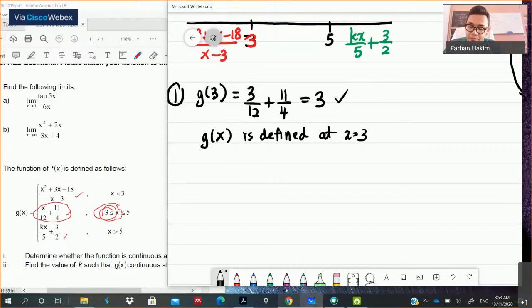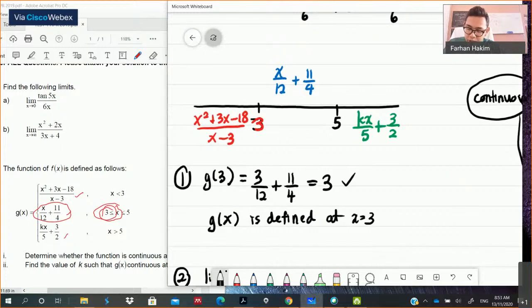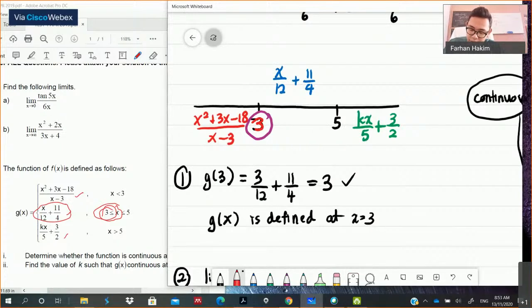Okay, so now let's proceed to condition number 2. In condition number 2, we have to find the limit as x approaches 3 from the left of g(x). Look at your 3 now. Your 3 is here, and to the left of 3 we have to use this function.